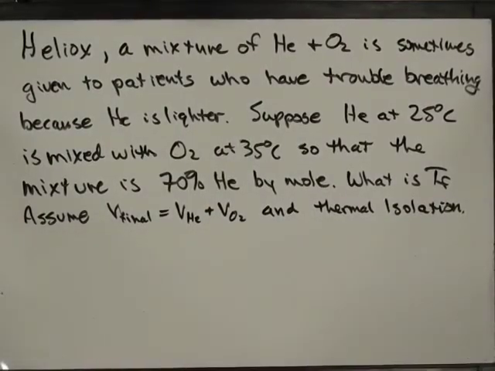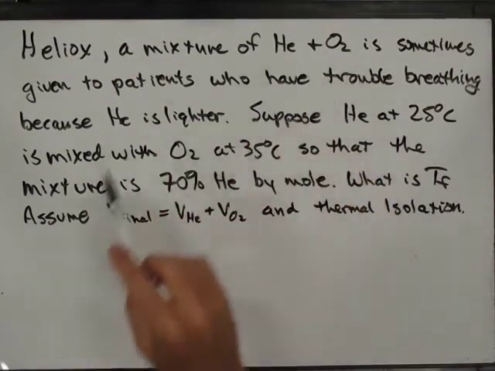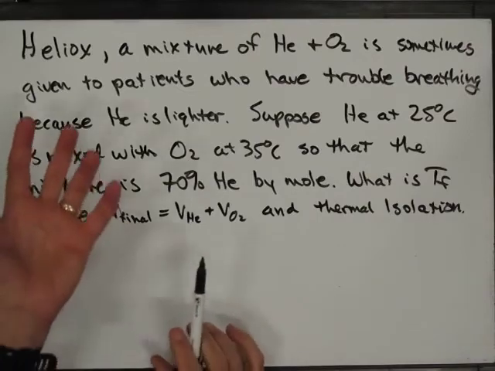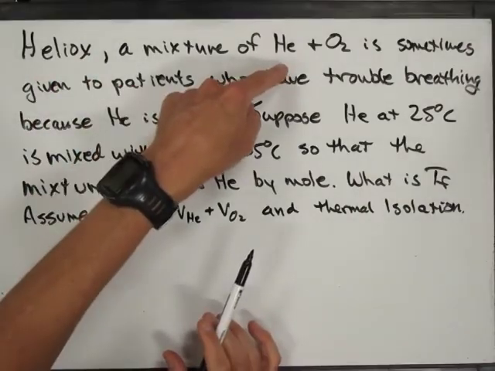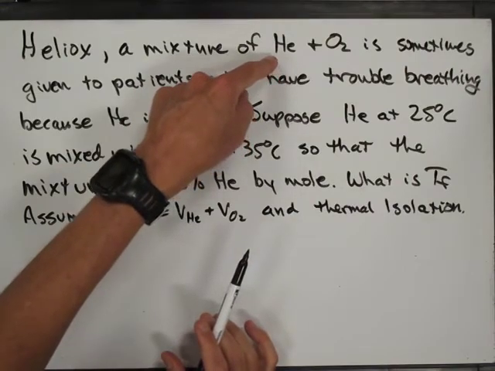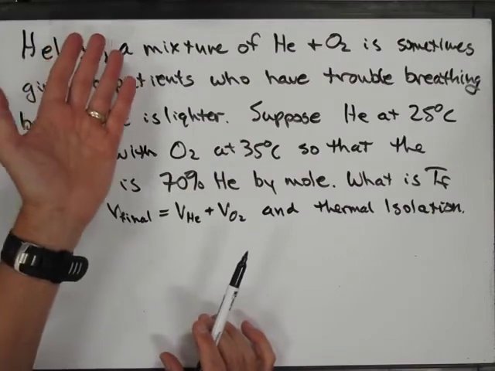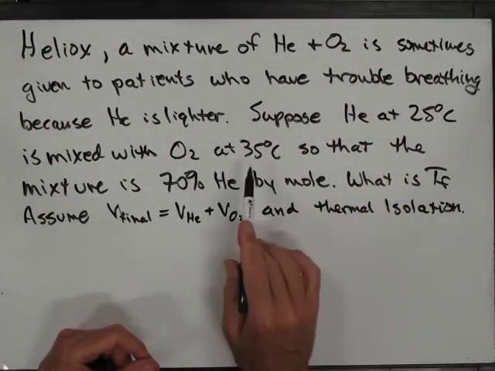So in this problem, we're talking about heliox, which is a mixture of helium and oxygen, which is sometimes given to patients who have trouble breathing because helium is lighter. So it's just a lower mass. Air is 80% nitrogen, and so that's a heavier gas. So it's easier to breathe a heliox mixture than it is to breathe air. And all you really need is the oxygen, so that's why they do that.